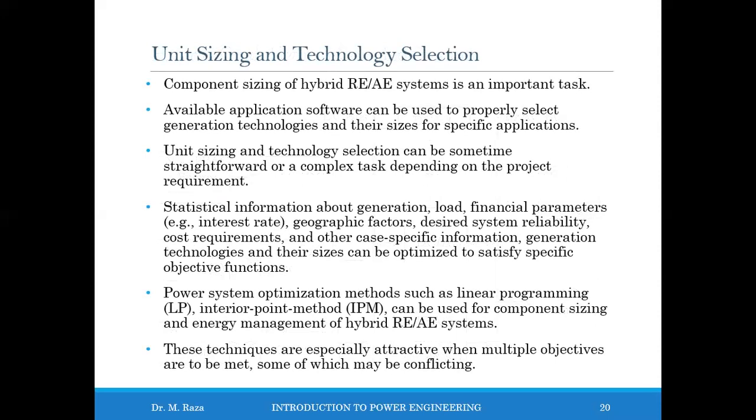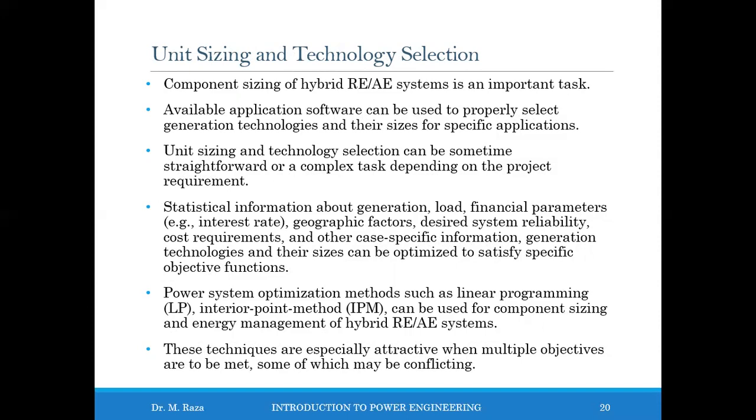Component sizing of hybrid renewable energy system is an important task. Selection of the most suitable generation technology, that is, a suitable mixture of renewable energy and conventional sources for a particular application, is also equally important. Available application software can be used to properly select generation technology and their size for specific application.